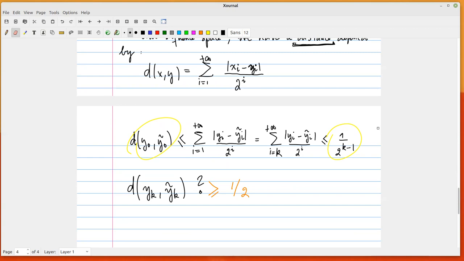And the claim is that if you iterate, so from this, maybe I just need to be more careful and write it properly, but you get the idea.